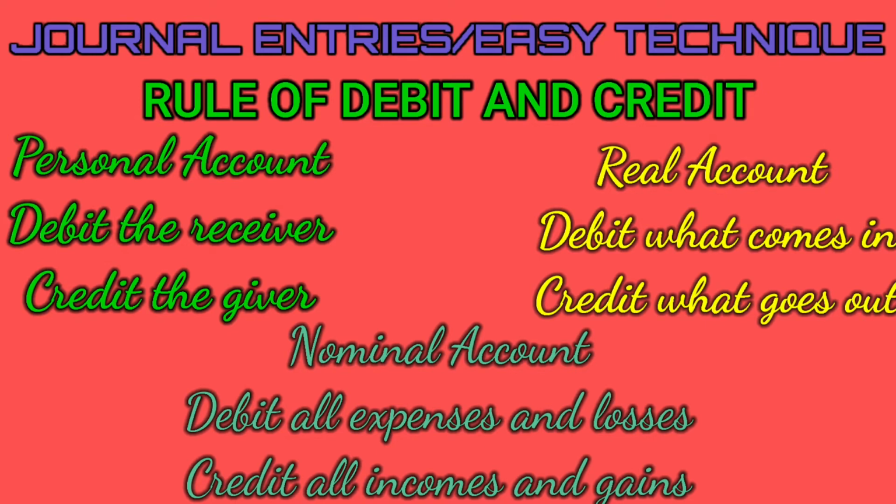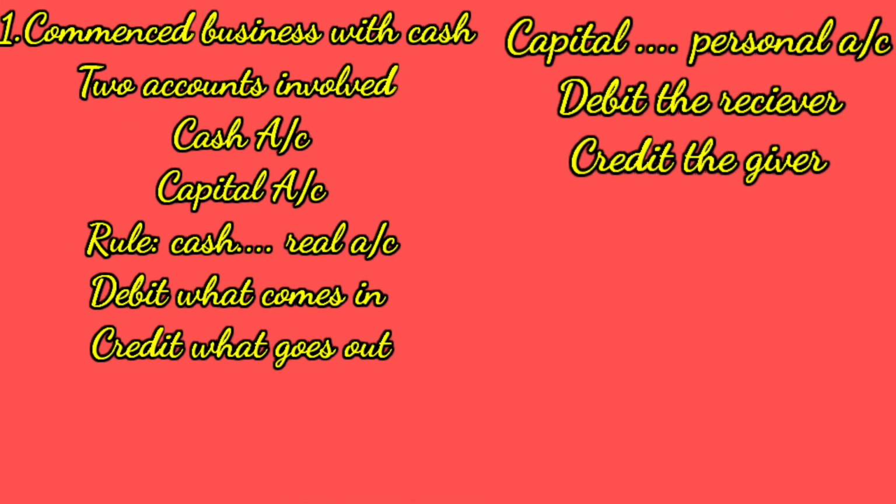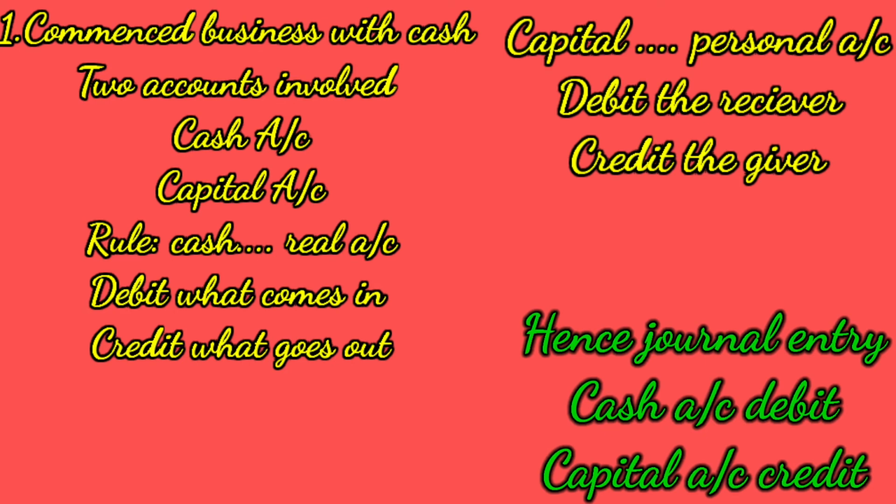Let us take the first transaction, that is commenced business with cash. Here, the two accounts involved are cash account and capital account. And second, we shall see which group they belong to. That is, cash belongs to real account and capital belongs to personal account. Now we shall apply the rule of debit and credit. Cash account belongs to real account. So the rule is debit what comes into the business and credit what goes out of the business. Here cash comes into the business, so cash account is debited.